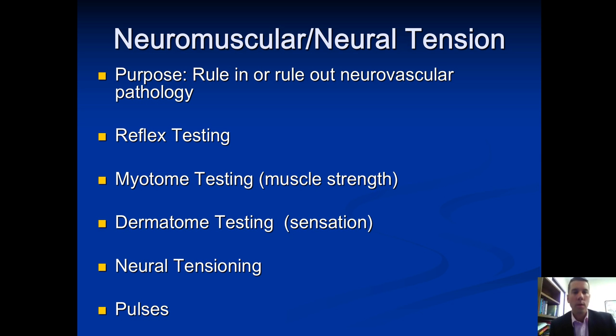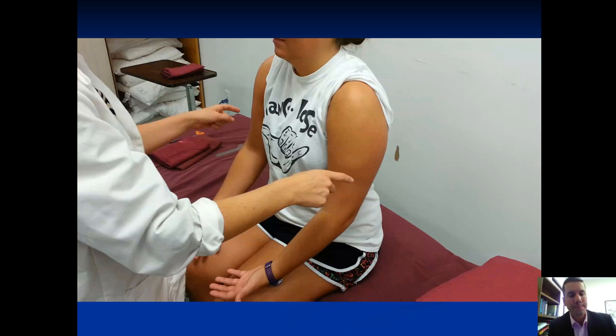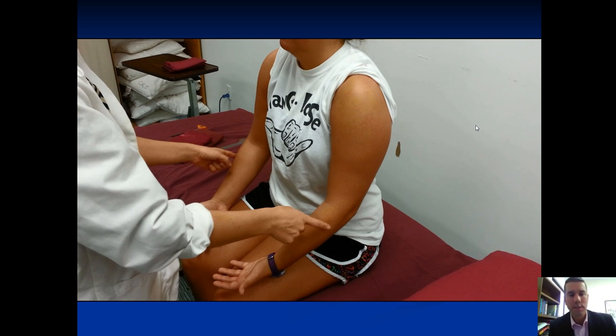Neurovascular. This step is called neurovascular. That should say neurovascular because you're testing the nerves and you're testing the vascular system as well under this step. So we test the nerves with reflexes, myotome testing, dermatome testing, right? Checking sensation and the distribution of that nerve. Neural tension is stretching a nerve. We can do specific maneuvers to stretch nerves, and that's neural tension. And then obviously vascular testing, by taking somebody's pulse, would be a way to measure their vascular function.